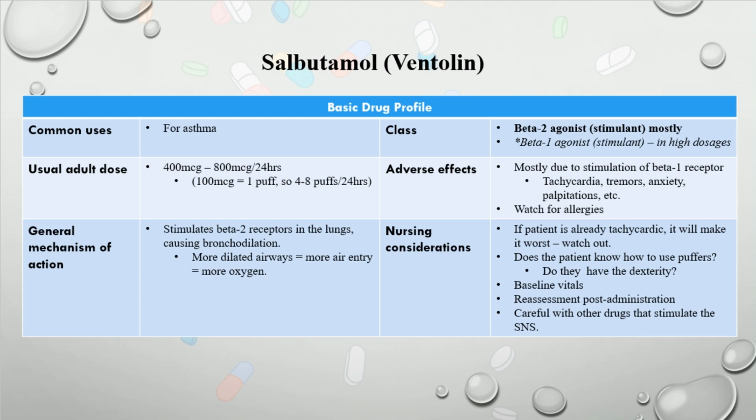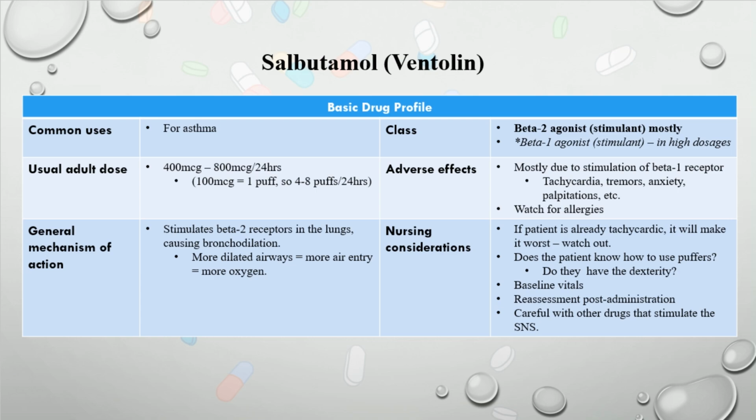Now, the mechanism of action is it binds to the beta-2 receptors in the lungs, and it causes bronchodilation. As your bronchioles are dilated, meaning that they're wider, that means that more air can go in, and if more air can go in, it means more oxygen for the cells, right?